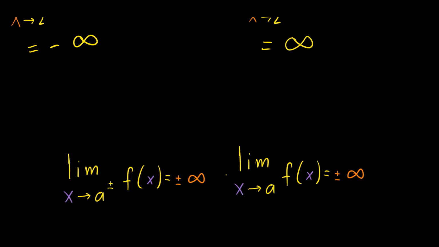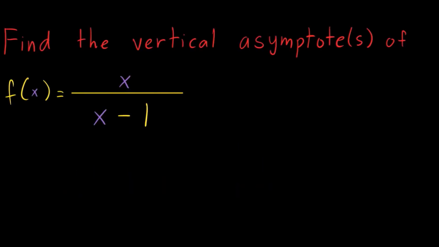Alright, so this question is asking us to find the vertical asymptotes of f of x, where f of x is defined to be x divided by x minus 1. Whenever we have functions written algebraically like this, the way that we find the potential points where we can have a vertical asymptote is just by finding where we divide by 0, like a number divided by 0. And so the way that we do that here is just to set this denominator equal to 0.